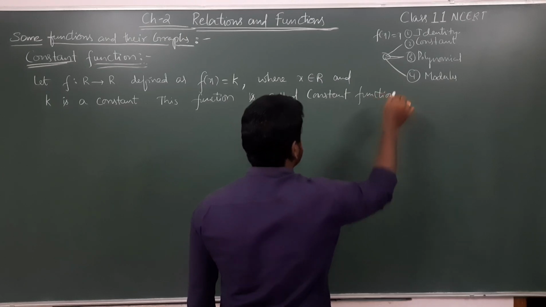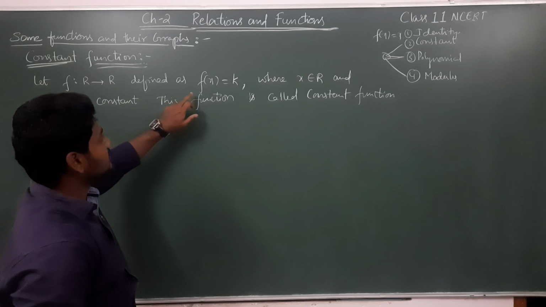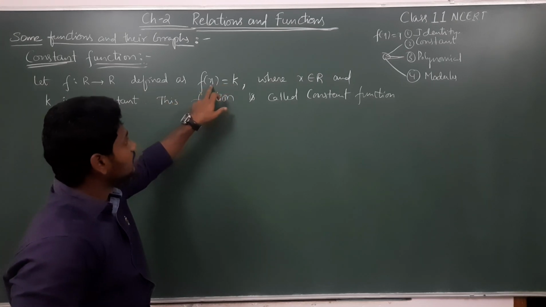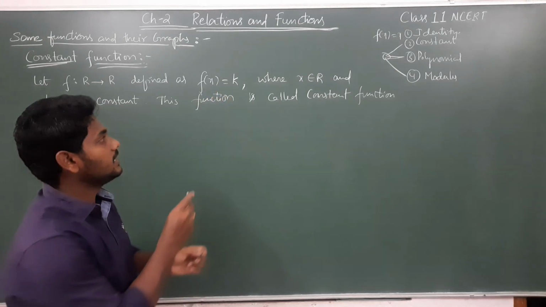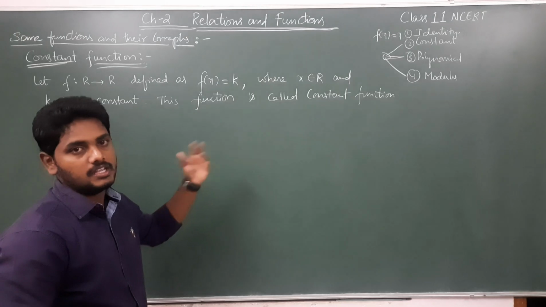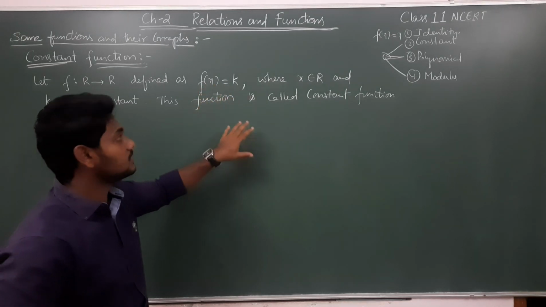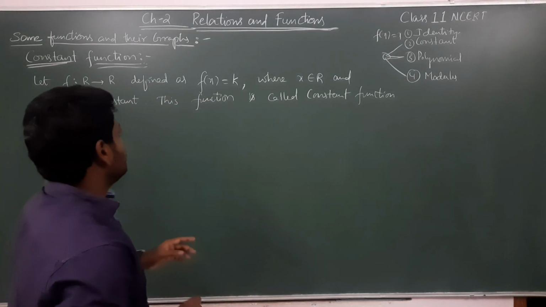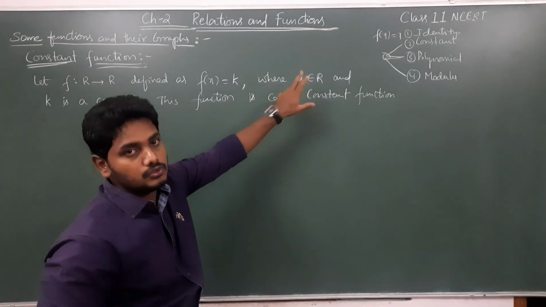What is the constant function statement? A function f from R to R defined as f of x equal to k, where x belongs to R and k is a constant. Whatever it may be, you can write k, or small c, p, q. If f of x equal to k, that type of function is considered a constant function. Here x belongs to the real numbers.